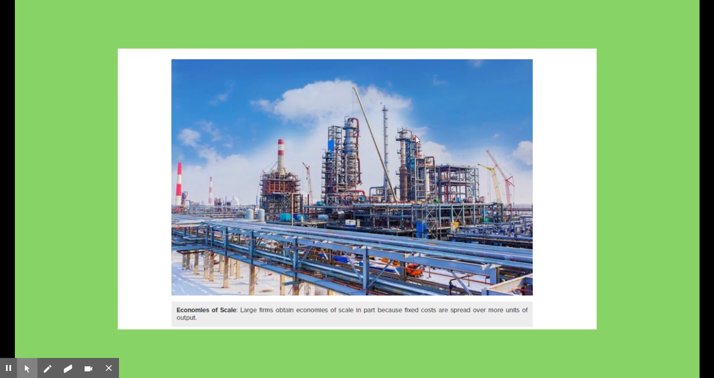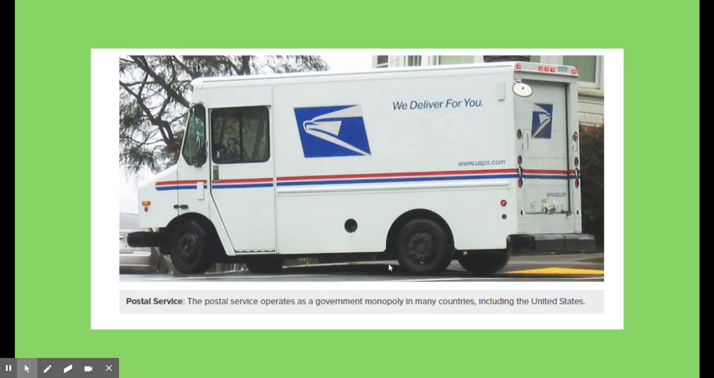Large firms attain economies of scale, in part because fixed costs are spread over more units of output. So you have a massive amount of infrastructure needed for a particular business. You can spread out those costs over the large amounts of production that you have. So you have economies of scale.